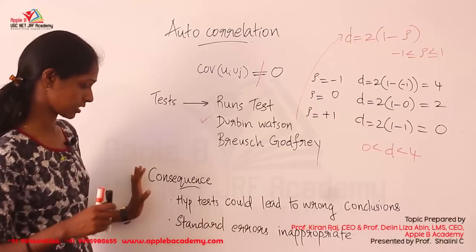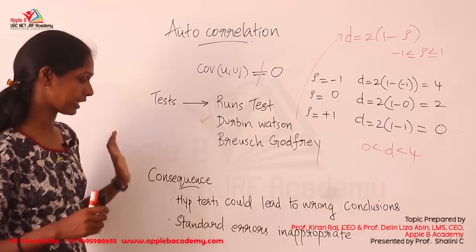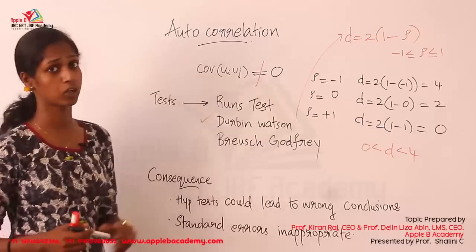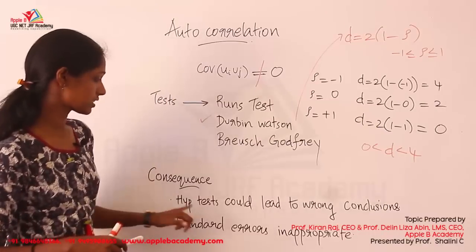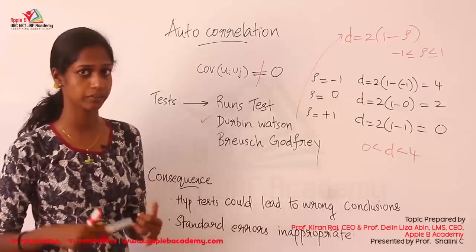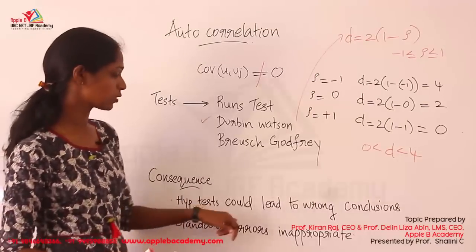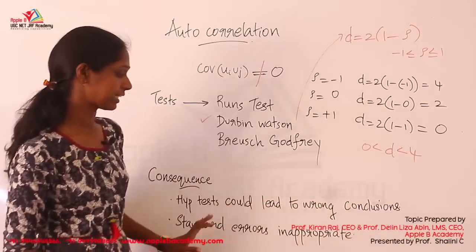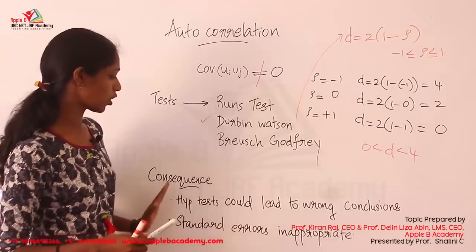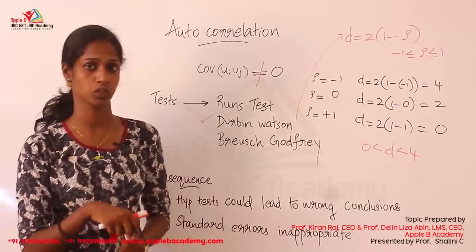And the consequences: these are the consequences for the estimators if you continue the estimation disregarding autocorrelation in the model. The hypothesis tests could lead to wrong conclusions, and the standard errors would be inappropriate. So these are the two consequences if you disregard autocorrelation.